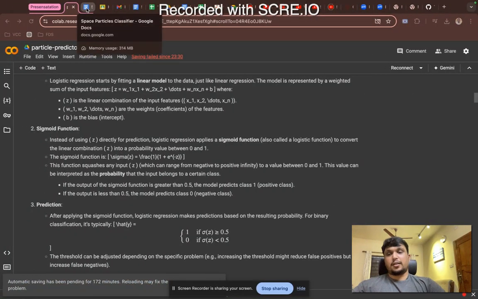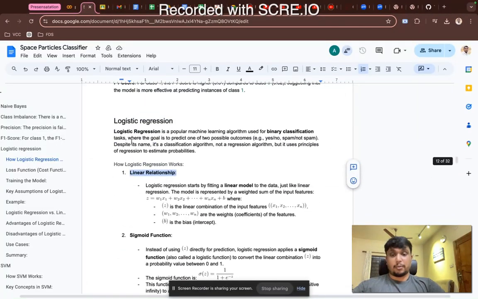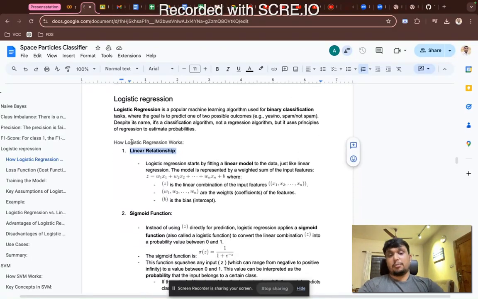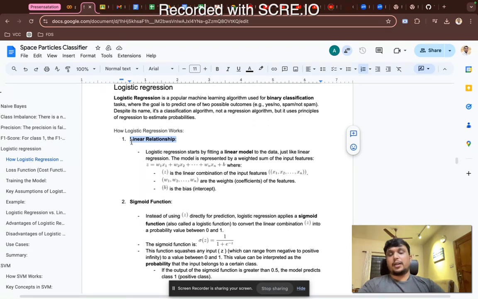Let's look at how we use logistic regression in our given problem. Our problem is classified between two outcomes: either it's a hadron event or it's a gamma particle. Identifying between these two particles is the objective, so it falls under binary classification. It's just two classes. Logistic regression best fits the problem that we have.